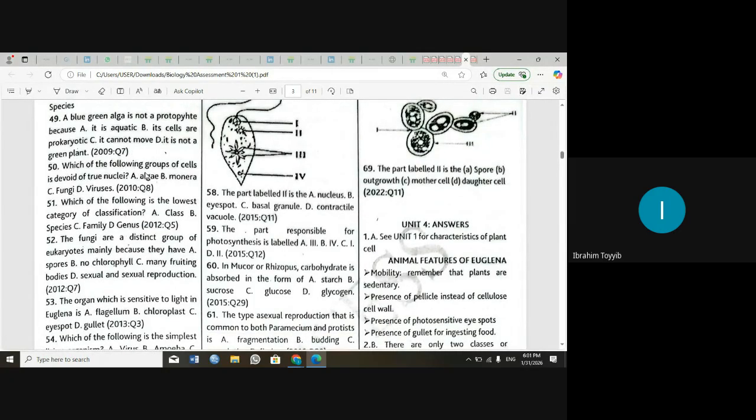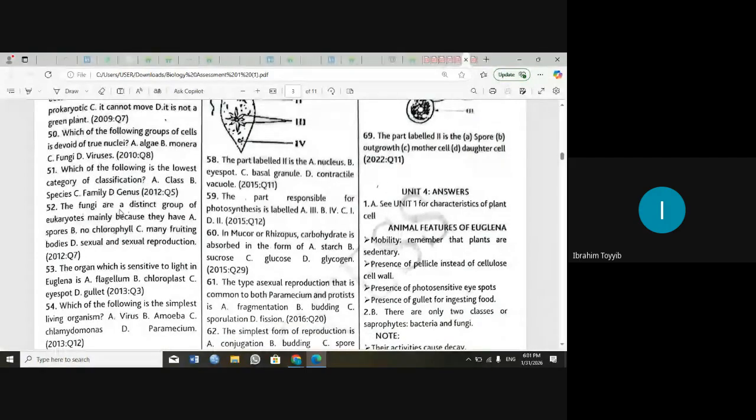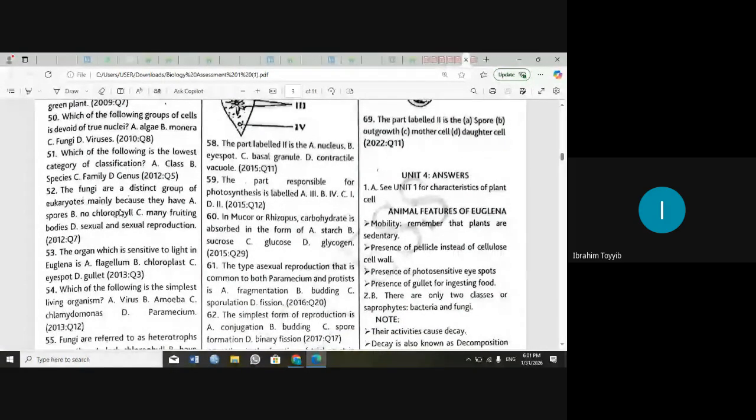Which of the following groups of cells is devoid of true nuclei? You should know this very well. Monera. You know, Thallophyta are called algae. So it's Monera. Number 51: which of the following is the lowest category of classification? The lowest hierarchy of classification is species. That's good.